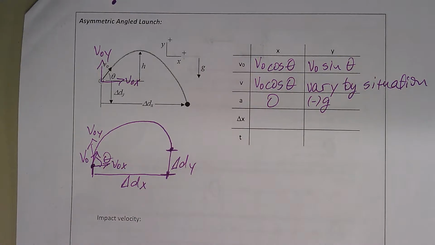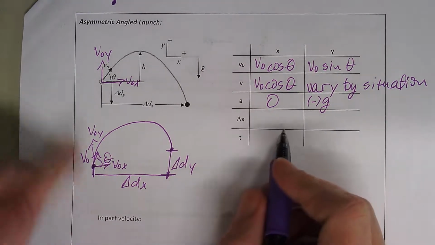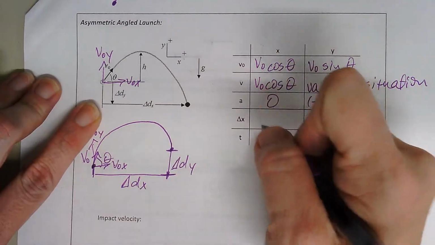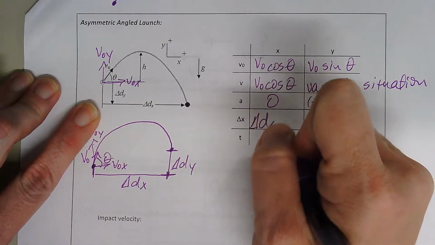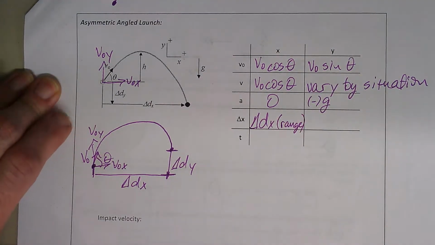Cool? Okay. All right. Your delta x, it's in the picture here, it's delta dx. Some people like to call it range. It doesn't matter. It's the same thing.